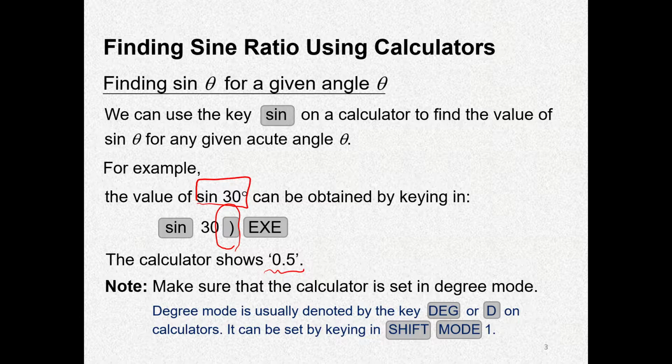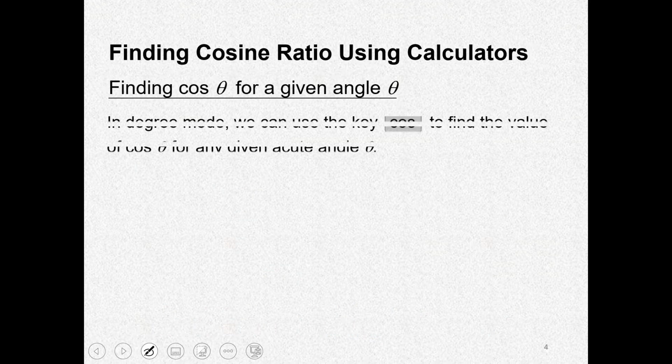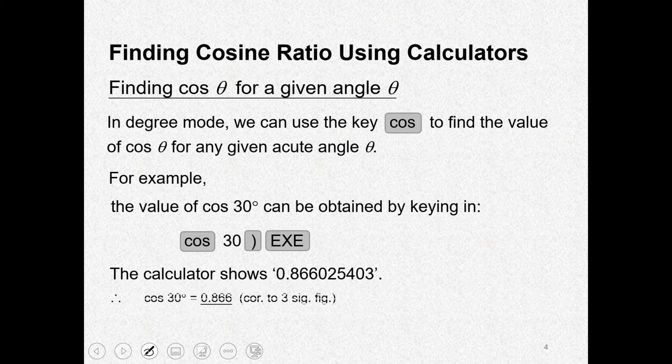So next, for the cosine ratio, we need to press the cosine button, and then key in 30, and then press close brackets, and then press the EXE, and then the calculator shows you 0.866 something. And then if we need to represent our answer using three significant figures, then the answer should be 0.866. Can you get it?